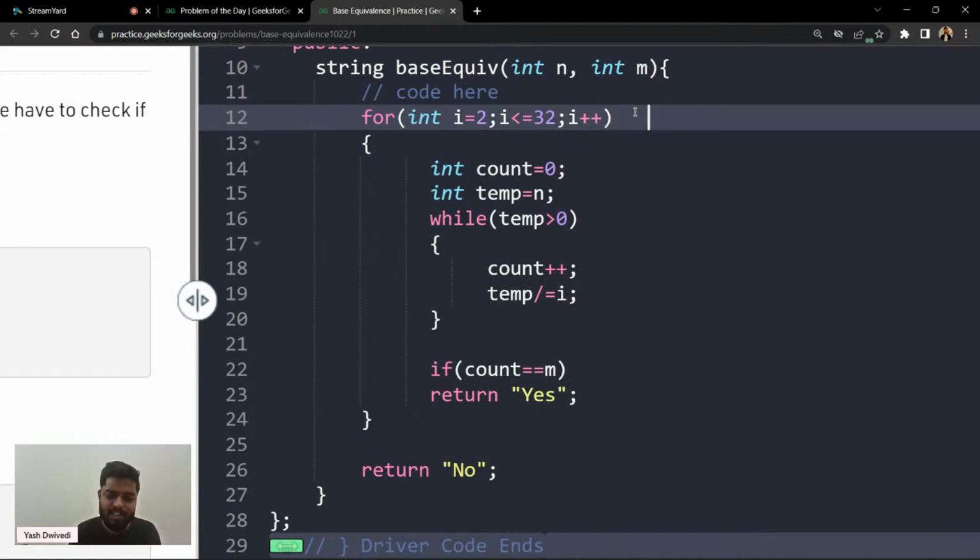You can write constant in the chat. It is nothing but order of one kind of operation, right? It is nothing but order of one. Why is it order of one? It is order of one simply because I'm just iterating over very few numbers, from 2 to 32, correct?